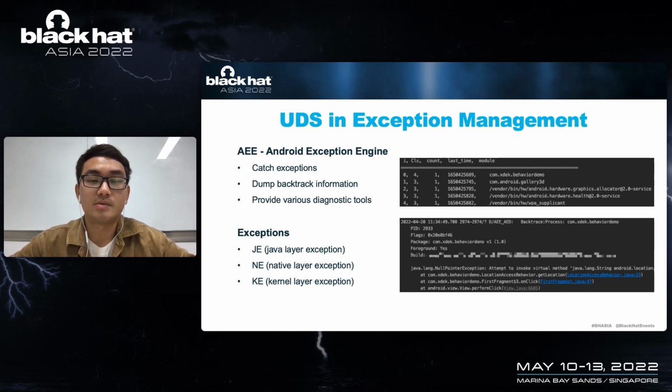It can catch exceptions thrown from the Java code, native code, and even the kernel code. It also provides various supporting tools, such as RTT, which can dump runtime information of a process. As shown in the figure, it contains an exception table. It is convenient to query which module had an exception at what time, and you can get full backtrace information.